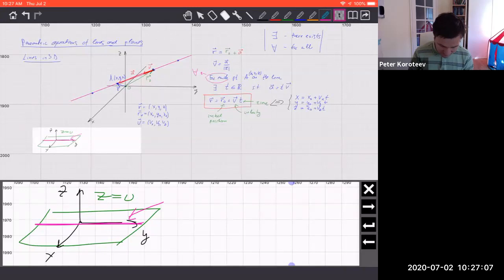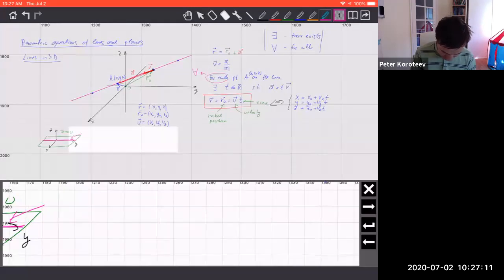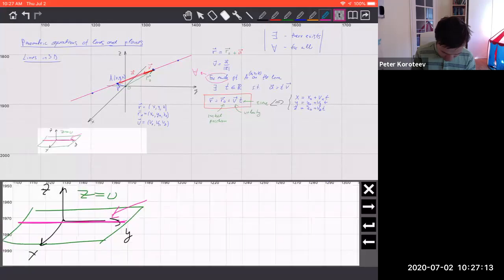X equals 0 and z equals 0. Yes, Julian, very good. That's what it is, because this line projects down to the plane, so indeed that's how it works. So the line is given by x equals 0, z equals 0.